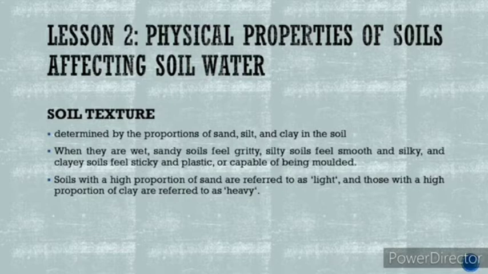Soil texture is determined by the proportion of sand, silt, and clay in the soil. When they are wet, sandy soil feels gritty, silty soil feels smooth and silky, and clayey soil feels sticky and plastic, or capable of being molded. Soil with a high proportion of sand is referred to as light, and those with a high proportion of clay are referred to as heavy.